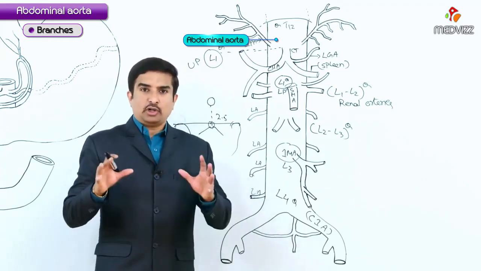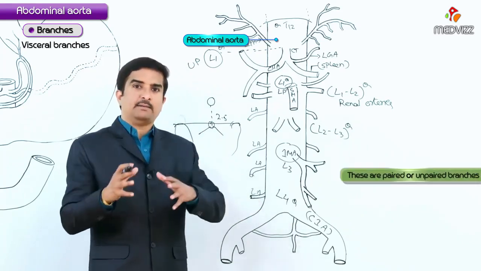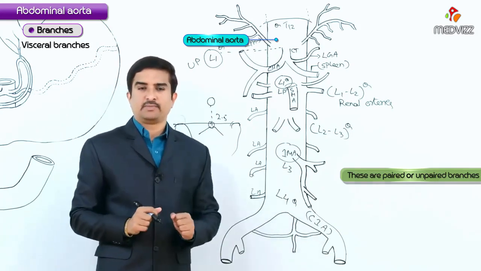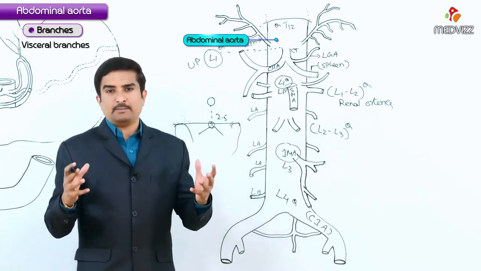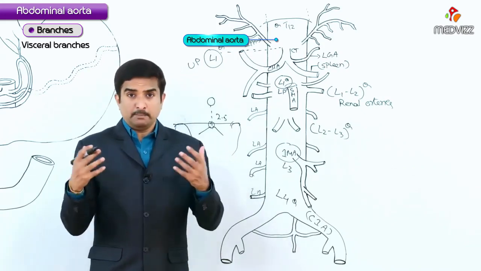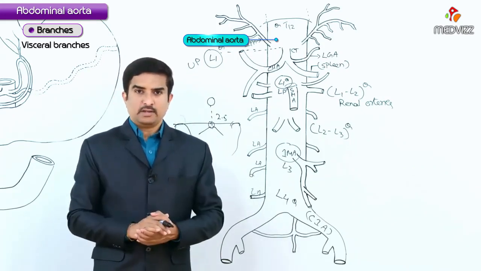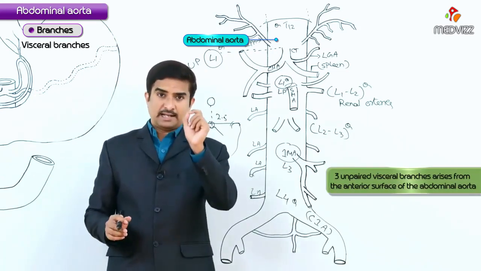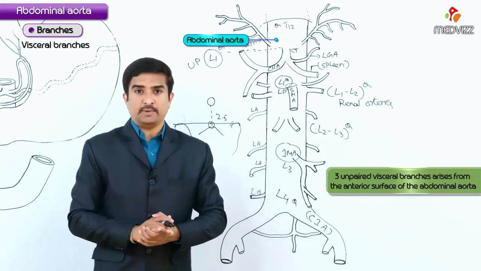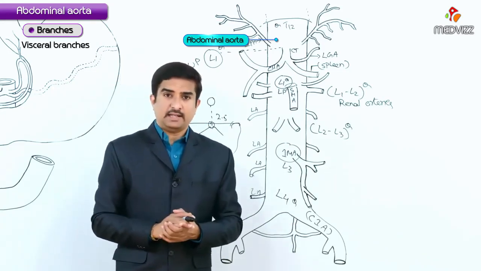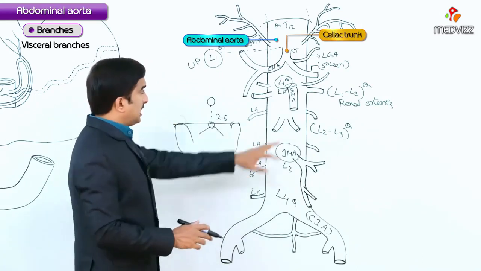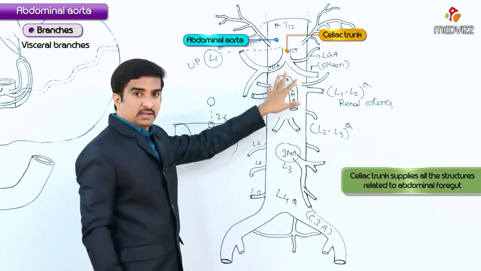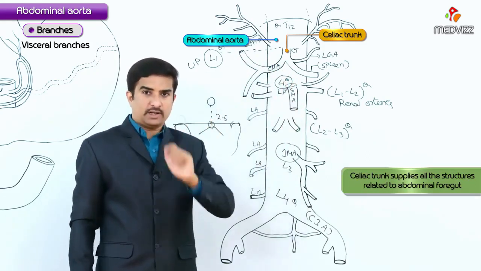Now let us discuss what the visceral branches are. In the paired as well as unpaired branches, we have to discuss separately the visceral branches as well as non-visceral branches. Whenever we discuss the visceral branches, these branches are either unpaired or paired vessels. There are totally 3 unpaired visceral branches that arise from the anterior surface of the abdominal aorta. What are they? First is the celiac trunk. Remember that the celiac trunk supplies all the structures related to the abdominal foregut.